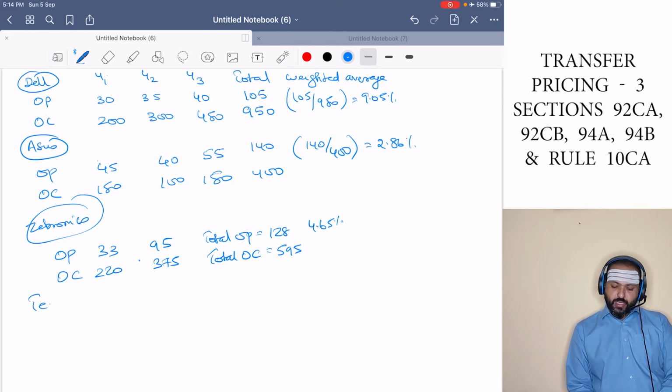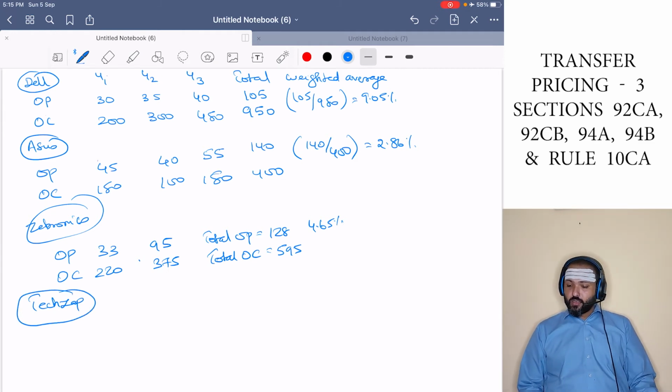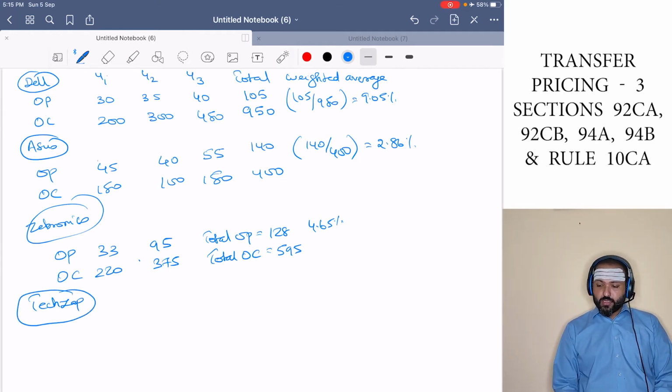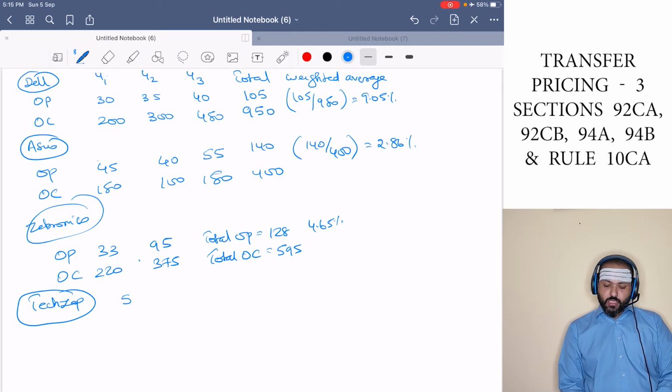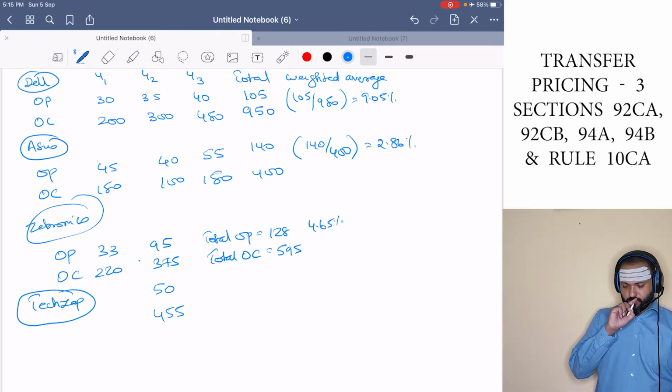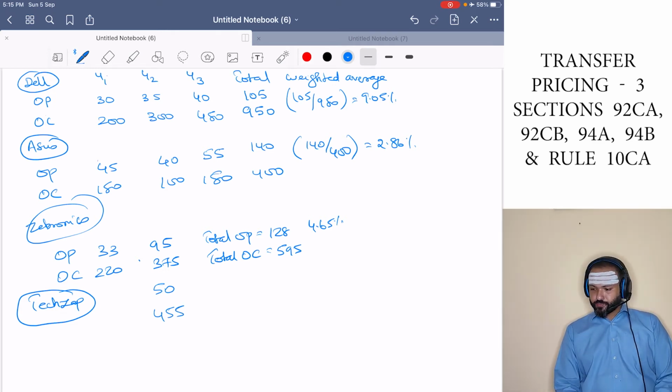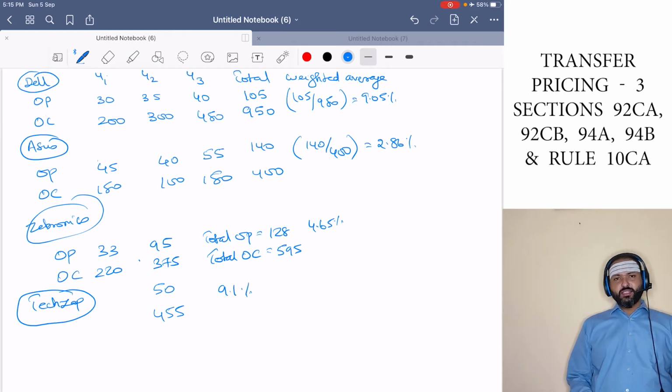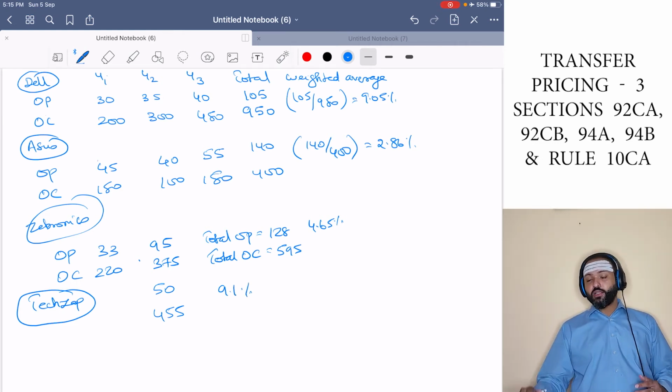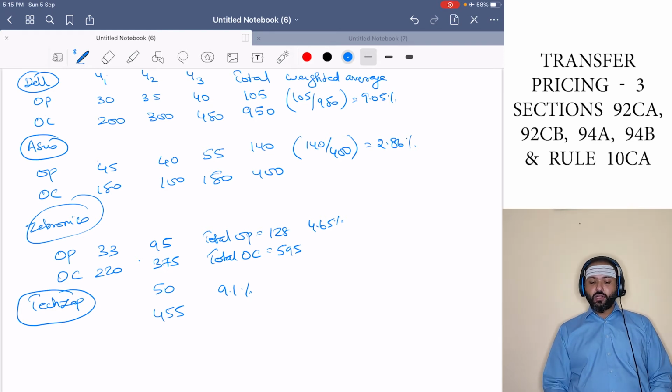I am not taking the rest because they are rinse and repeat of whatever we have done for Dell and Asus. Okay, TechZap has only one data set, which is not there in year 1, it is there only in year 2: 50 is the operating profit and 455 is the operating cost. Okay, so how much is it? 9.1%. Like this you will have to determine it for all the 8 companies that are given there.